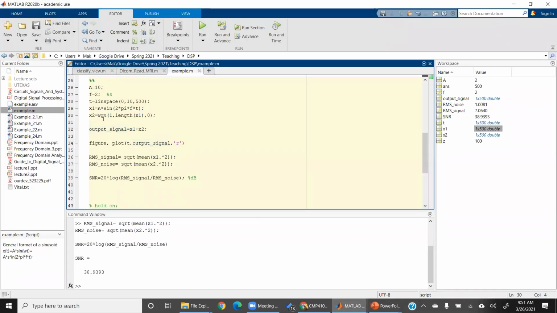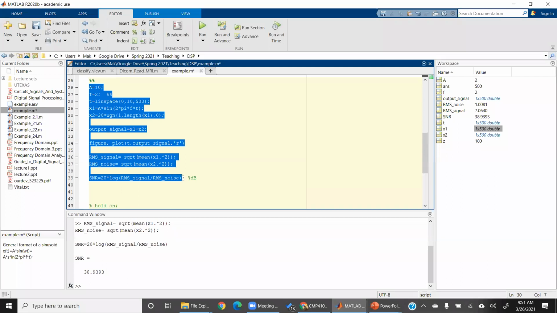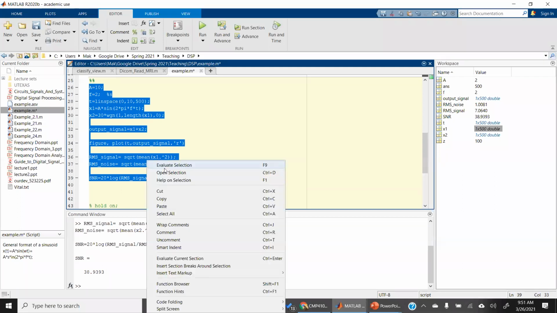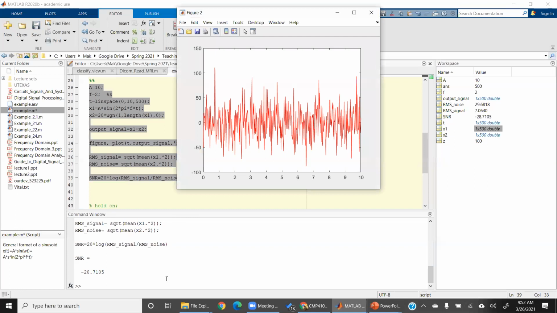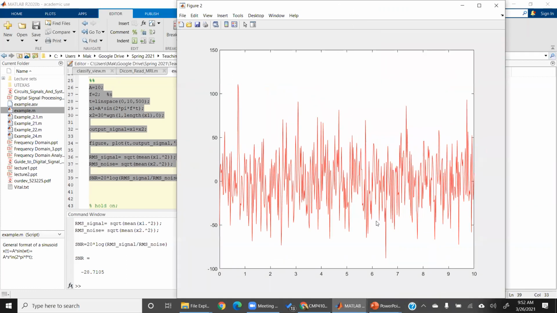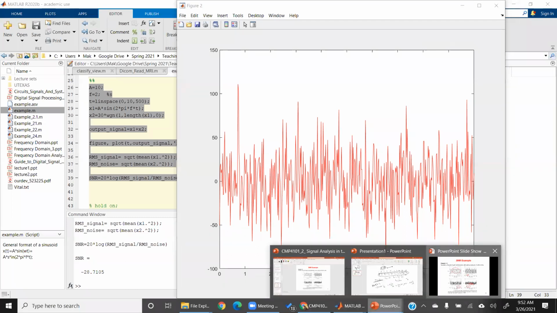If I had, let's say, multiplied this by 30, let's see what that gives us. I've multiplied the amplitude of my noise by 30. I would expect my SNR to slide now. You see that? Negative 28 dB. Which is terrible, by all means.